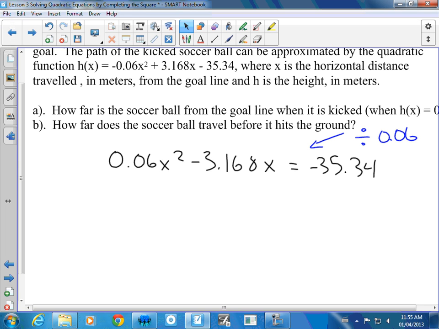Wow, we haven't done this yet. Well, the first one's easy. Do the next one for me. Negative 3.168 divided by 0.06. 52 point what? Whoa, that actually worked out quite nice, didn't it?